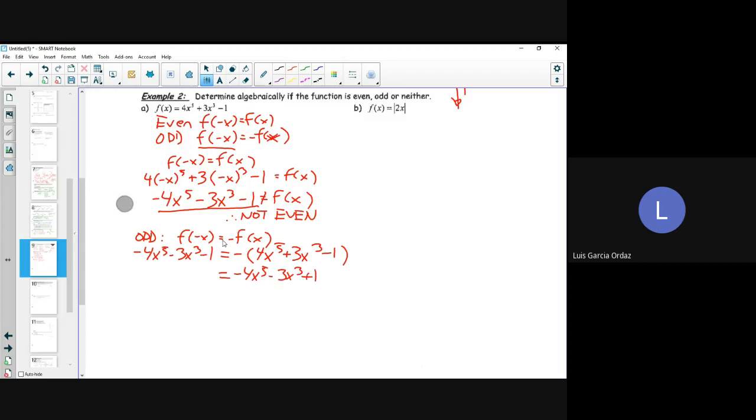Is the left side equal to the right side? No. Oh, so it's neither. So it's neither. So wait, so that's why you got to prove it just in case it's neither? So therefore, f of x equal to 4x to the 5 plus 3x cubed minus 1 is neither, okay? The next lesson is easier. It's just transformation.